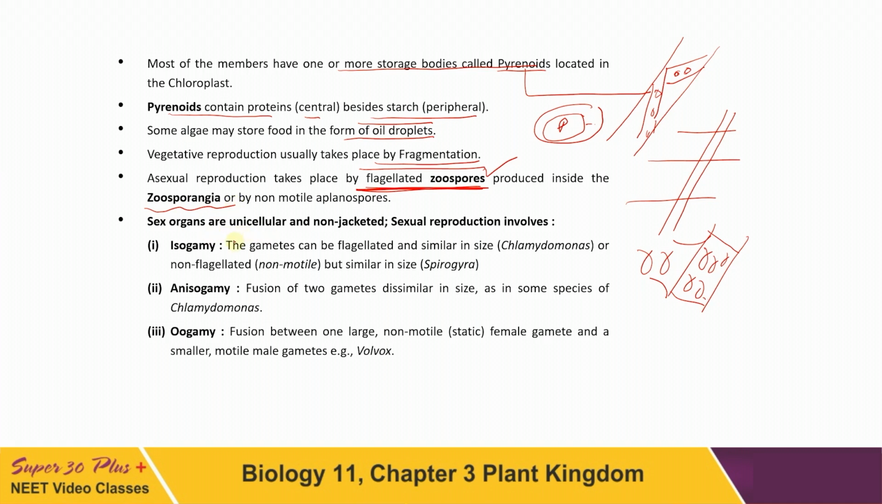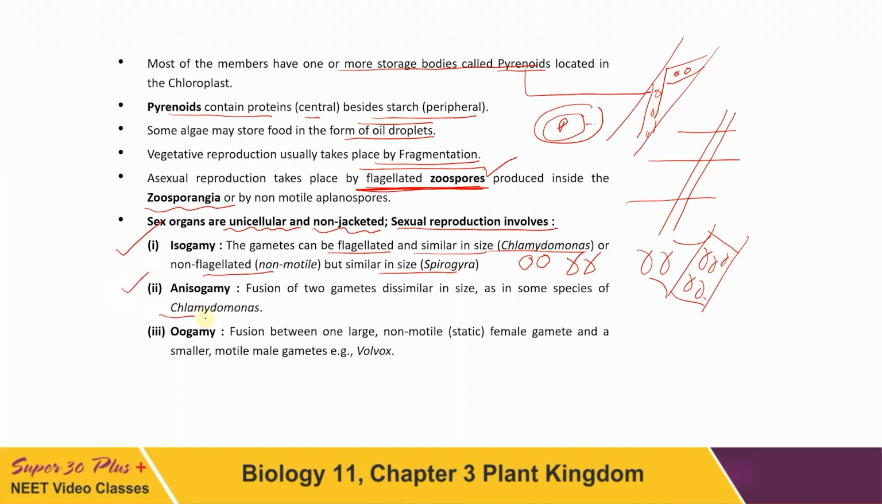The sex organs in sexual reproduction are unicellular, non-jacketed, and sexual reproduction may be isogamous. I told you the meaning of isogamous; I can repeat. That is, the two gametes may be non-motile but of similar size. They may be motile, also of similar size, and the gametes can be flagellated, similar in size, as in the case of Chlamydomonas species. Then it may be non-motile, non-flagellated, as in the case of Spirogyra.